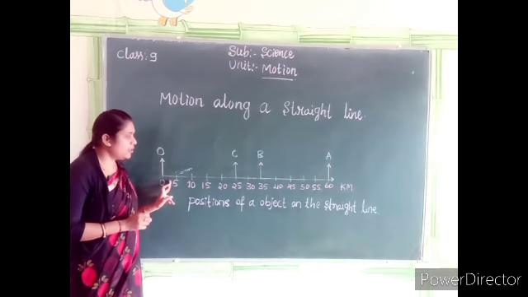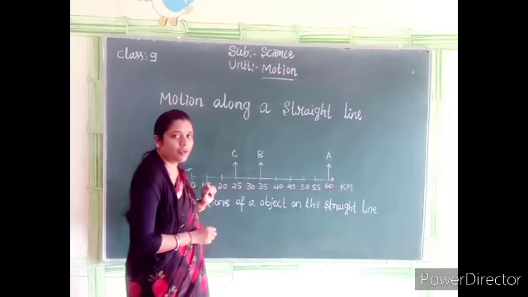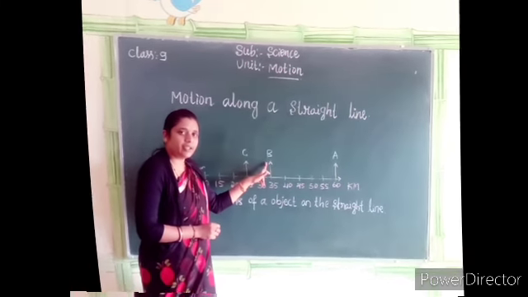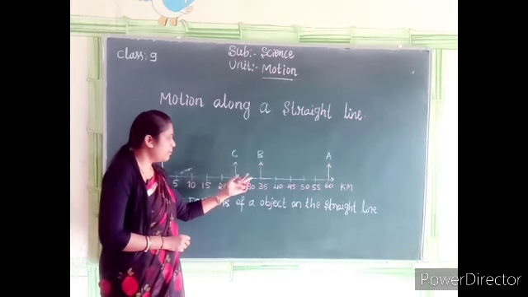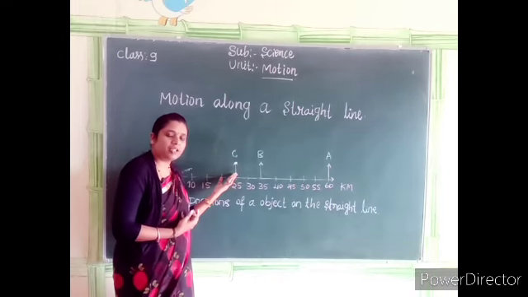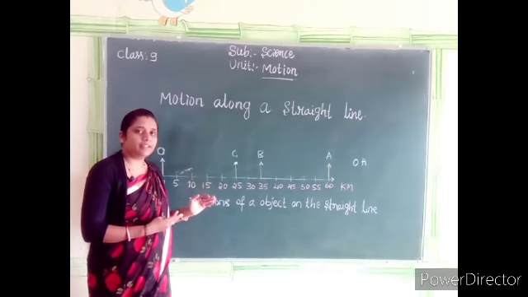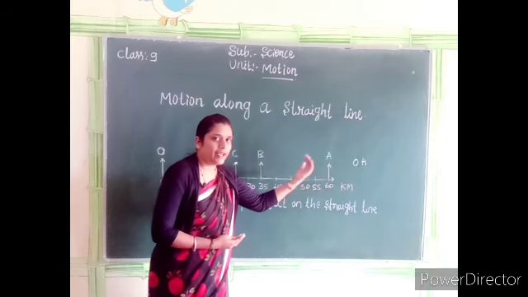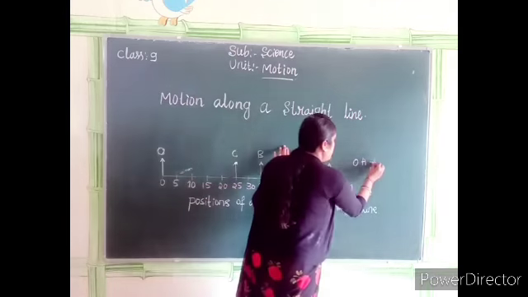This object is moving along a straight line and reaches the point A, through the points C and B. Okay, the same object is moving back through the point B and reaches the point C. Now what is the total path length covered by the object? It is OA plus AC.